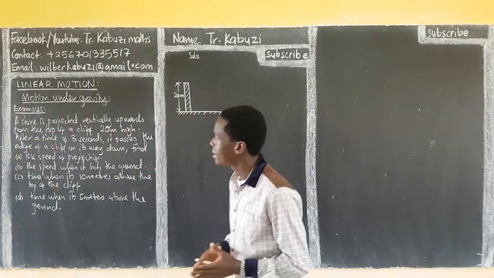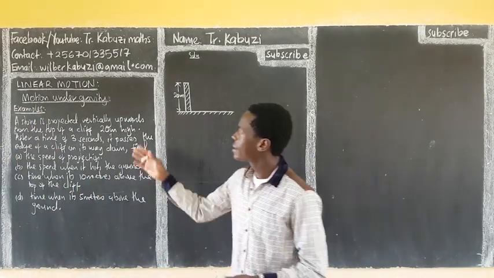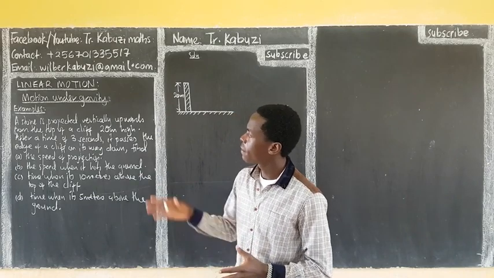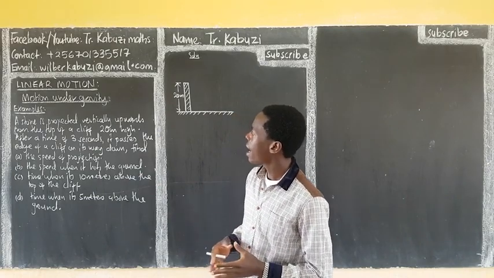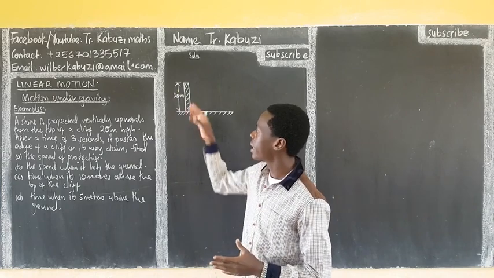Okay, let us see this one. It's a nice one also. A stone is projected vertically upwards from the top of the cliff 10 meters high. I think it's 10 meters, this is the cliff.